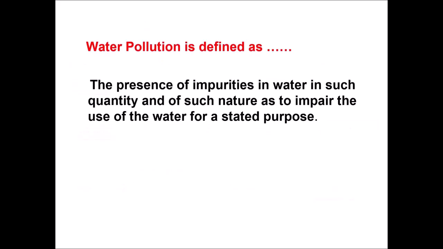Let us now talk about water pollution. Water pollution is defined as the presence of impurities in water in such quantity and of such nature as to impair the use of the water for stated purpose. In simple words, water pollution means the water contains substances that make it unsuitable for the purpose we want to use it for. This purpose could be drinking, irrigation, industrial use, or domestic use.